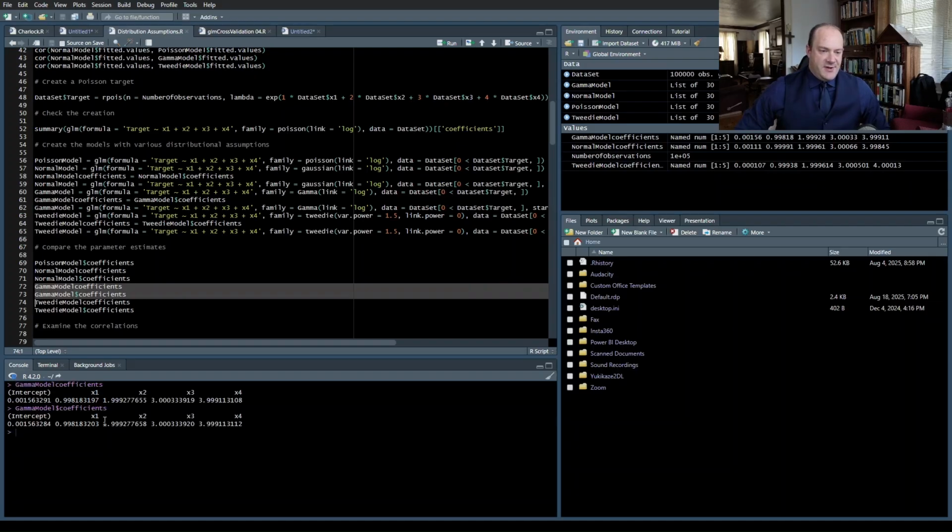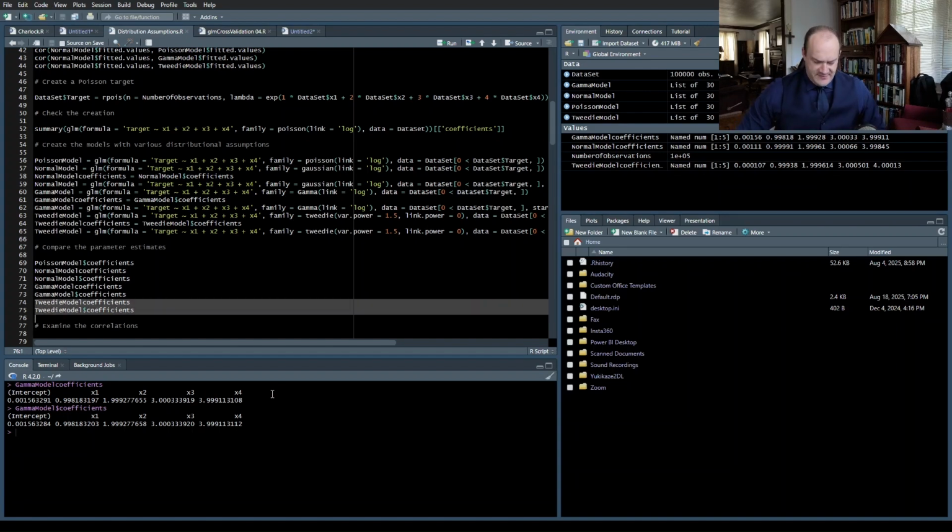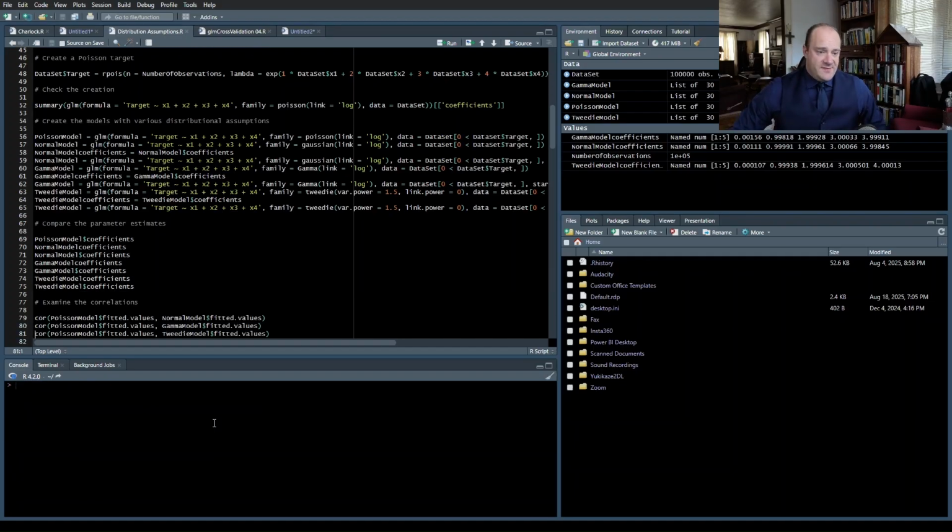Similarly here for gamma, again, it's picking them up 1, 2, 3, 4. Again, they're next to identical. Same thing here for the Tweedie random variable. It's getting the parameter estimates 1, 2, 3, 4. And again, they're pretty much the same. So we should be heartened by that.